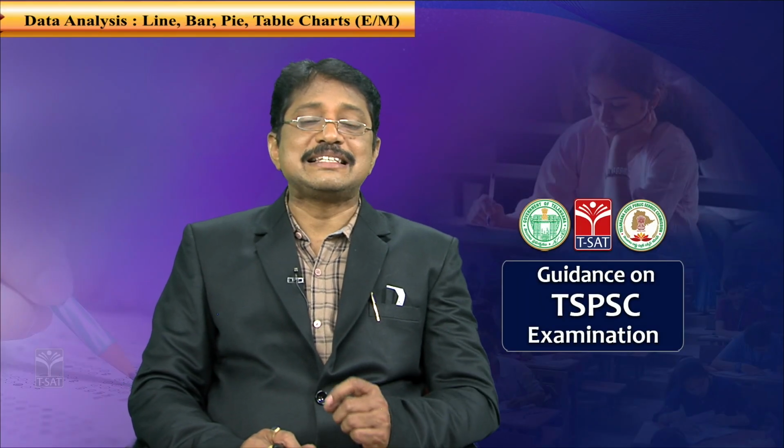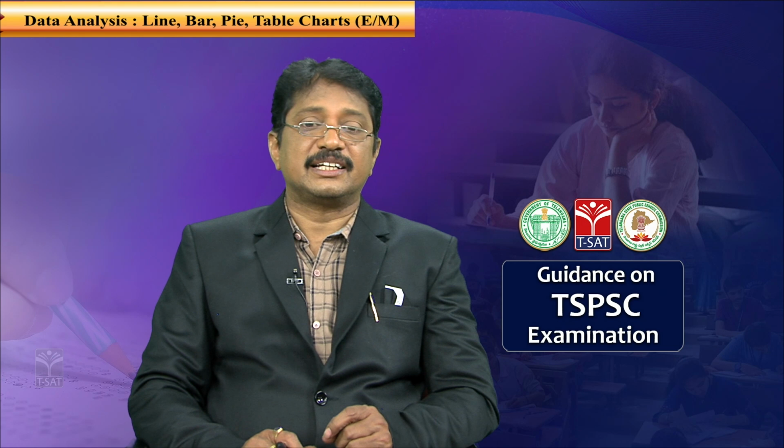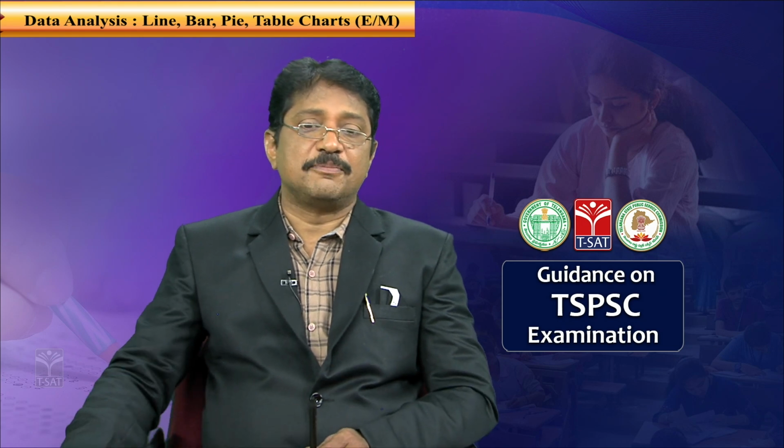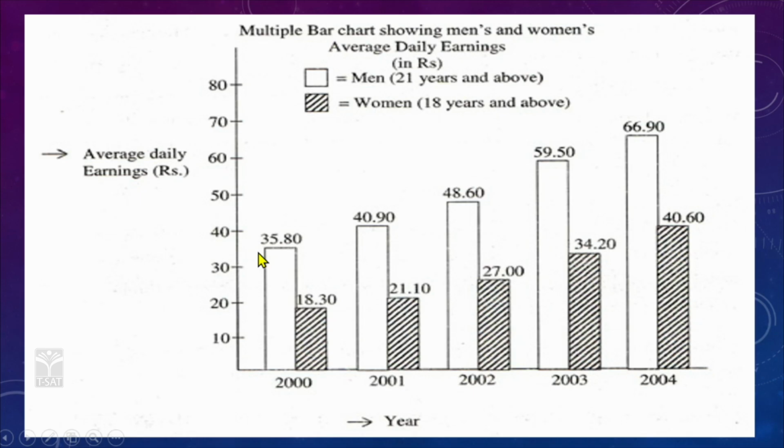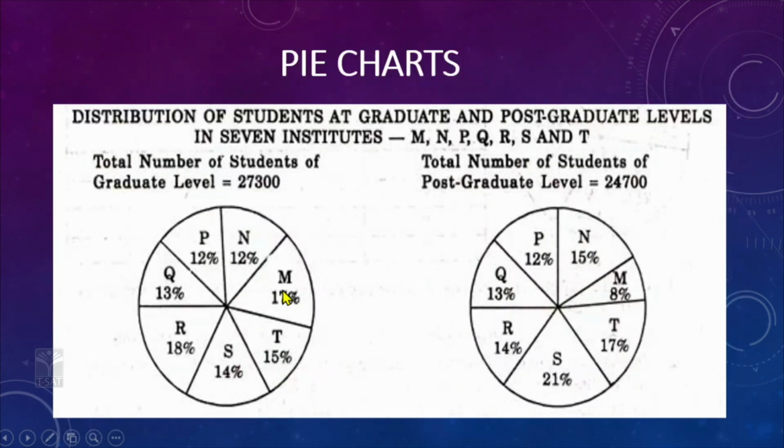This is a multiple bar chart diagram. Here the rectangles are very clear. The width represents the size of the class, and the length represents the frequency of the class. That is the most important. Okay. Now we will see the next one, pie charts.